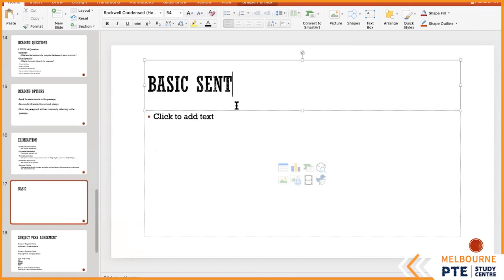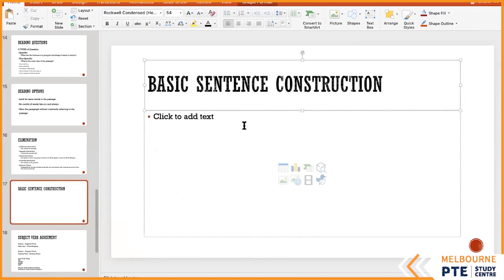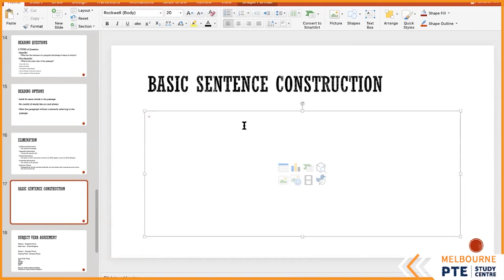basic sentence construction. Any idea what is that? What is the structure of the sentence? Subject, verb, object. Subject, verb agreement, we'll come back to that. That's separate, okay? Subject, verb, plus, what is it? Object. Okay. Now, if I just leave it up to here, does this make sense?